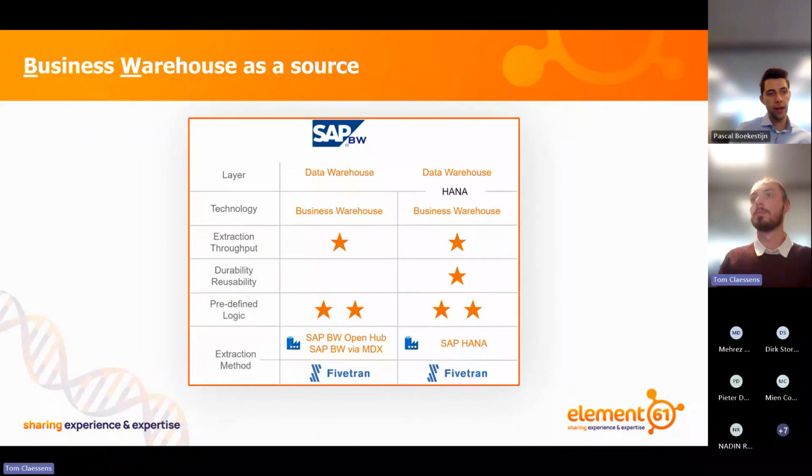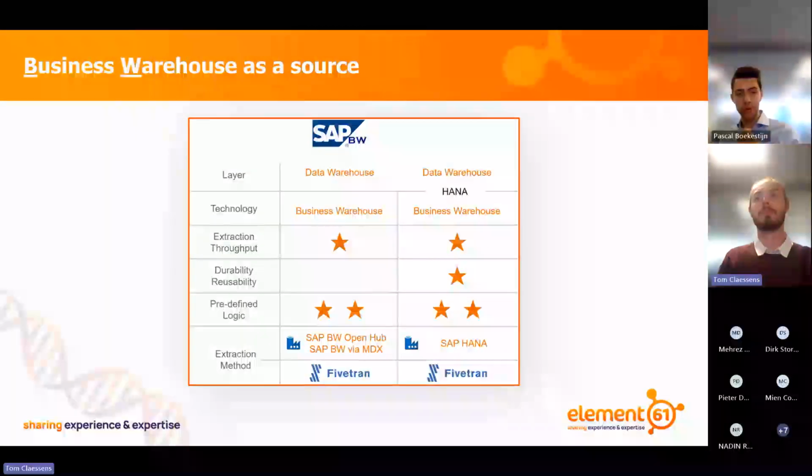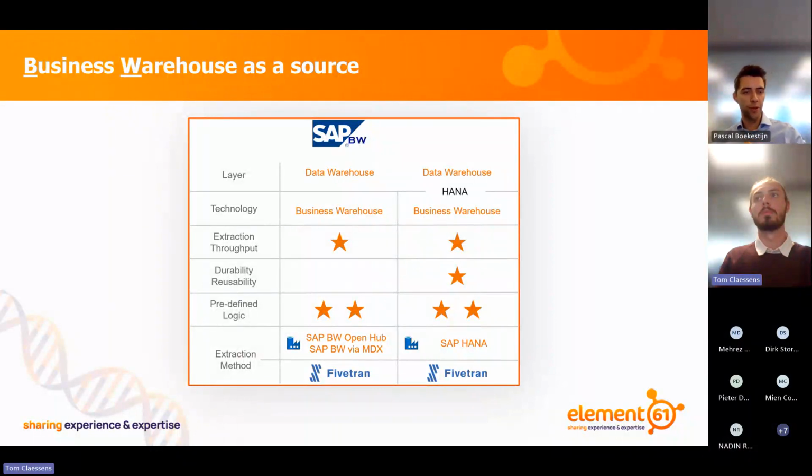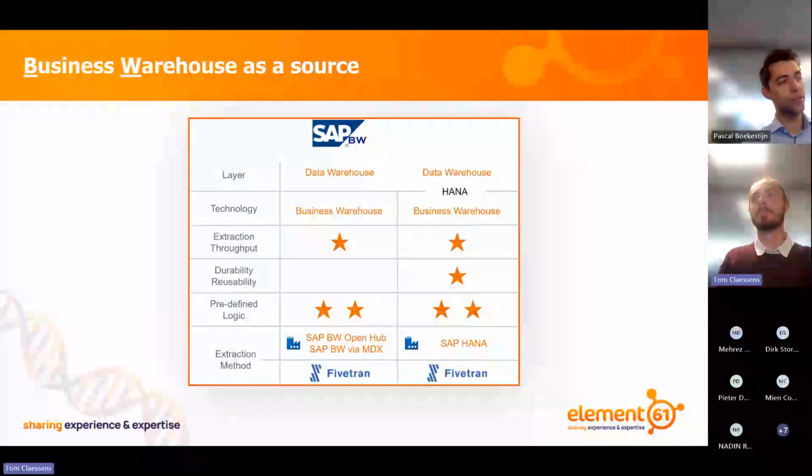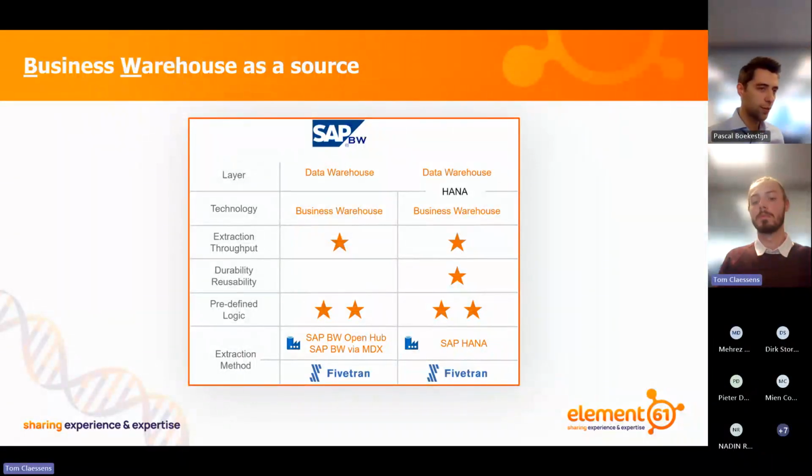BW can also be accessed through the HANA database itself. The HANA database, again, will give a nice throughput because we go through the ODBC driver. But here we need to be careful that you have the correct license applicable to your SAP solution, so that you can actually use this method of extracting the data.